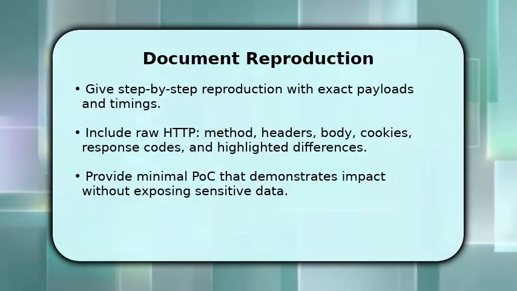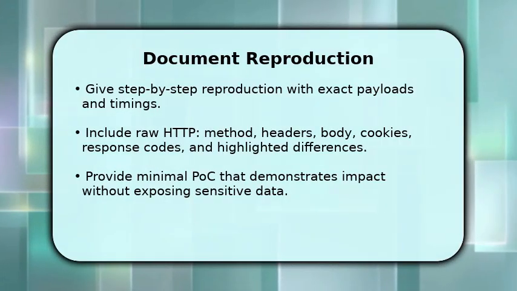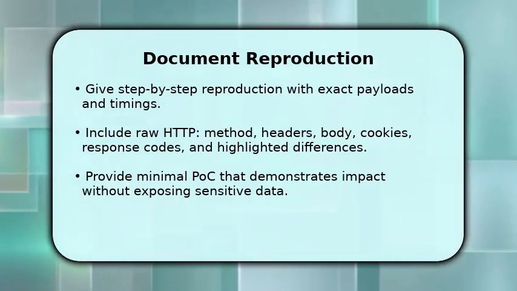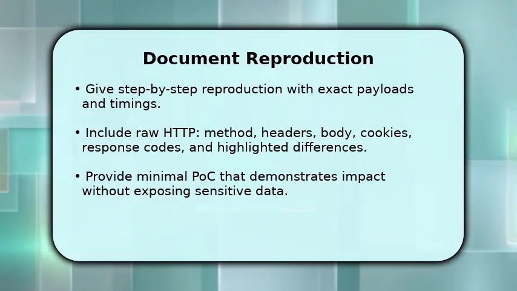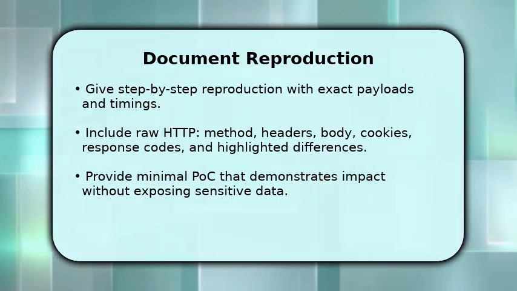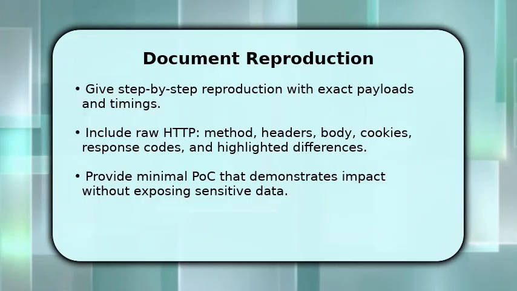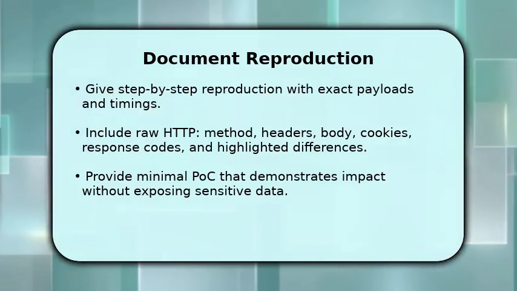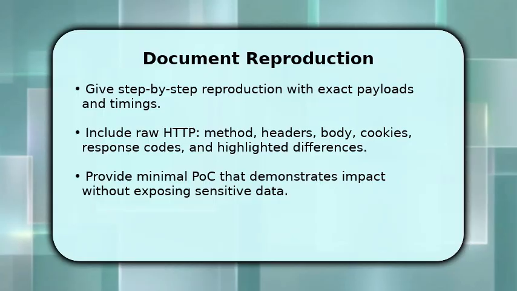Enumerate every click, payload, and timing so a developer can reproduce without guessing. Paste raw HTTP requests and responses, highlight changed parameters and server errors, and explain why the behavior is a bug versus expected. Add a short, minimal proof of concept that triggers the issue. Make sure it avoids leaking third-party data.